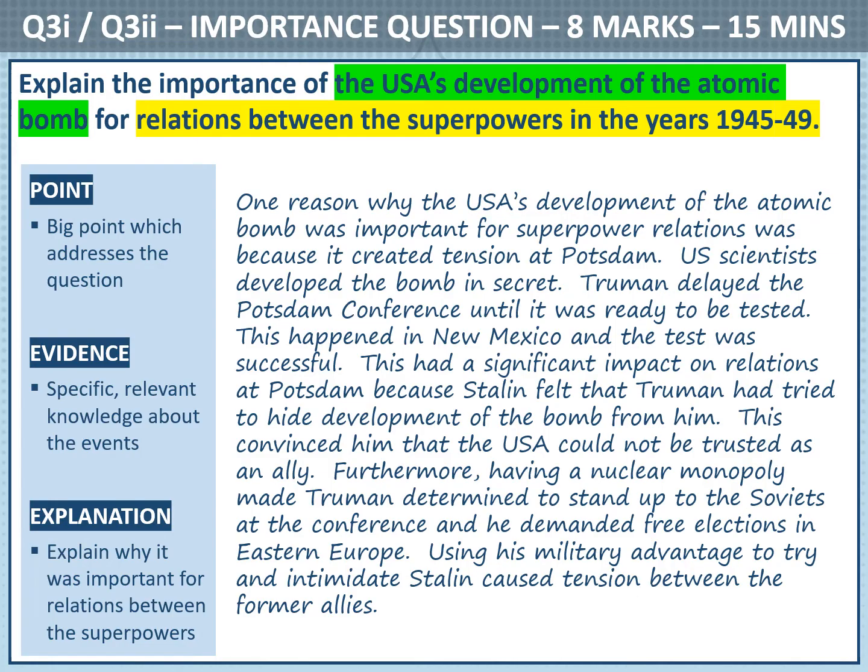This time, I'm going to talk about how the bomb gave Truman the confidence to try and push Stalin around and intimidate him at the Potsdam Conference. And this also caused tension. So my first paragraph is now complete. Remember, we have to write 2 paragraphs to get full marks though, so I need a follow-up paragraph. Let's look at how that might work.